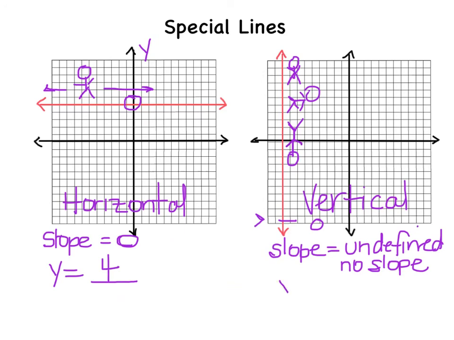And the equation of this is always x equals the x that it goes through on the x-axis. So this is negative 1, 2, 3, 4, 5, 6, 7, 8, 9. So this is x equals negative 9.